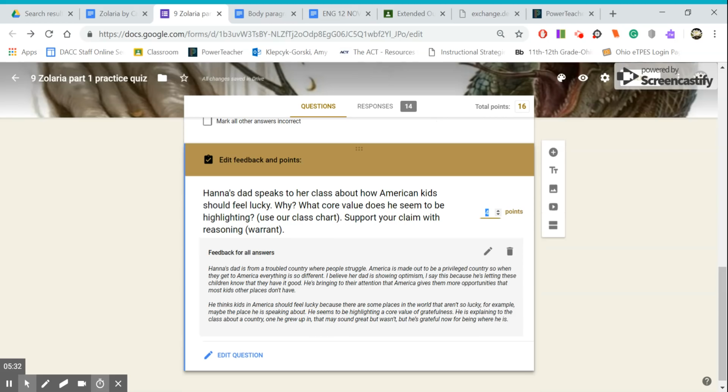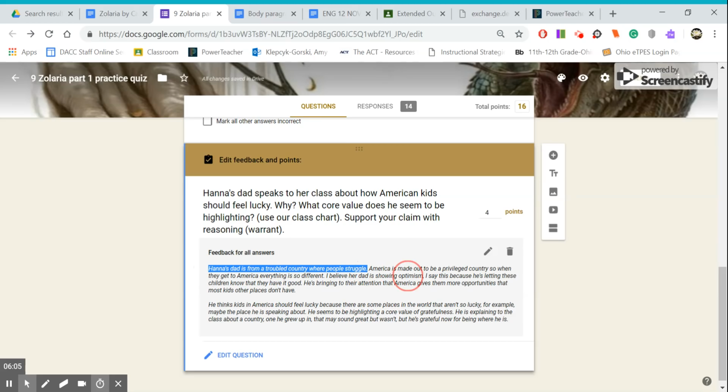This last one, I took answers from student responses that I would count as correct. So Hannah's dad speaks to her class about how American kids should feel lucky. Why? What core value does he seem to be highlighting? Hannah's dad is from a troubled country where people struggle. There's the first point. So that's Hannah's dad's point of view. He's from a troubled place.